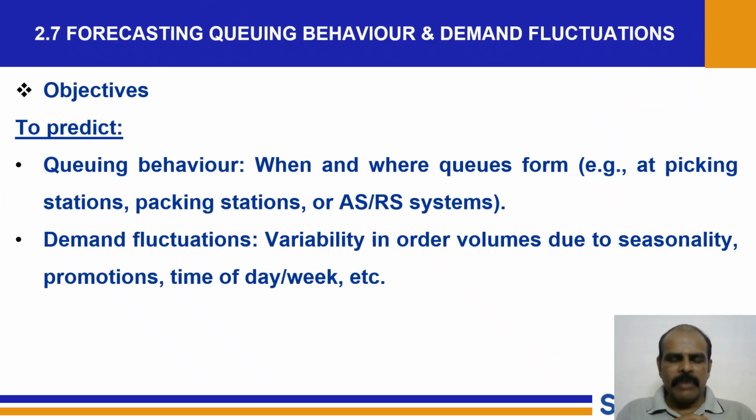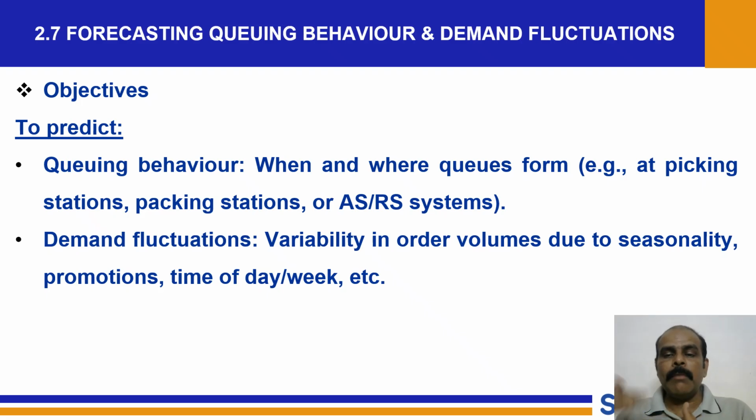Now, before we get into the process, we should know what all the objectives are. The first objective is we should predict the queuing behavior: when and where queues form at picking stations, packing stations, or ASRS systems. What will the queue behavior be? The moment you open up the system in the morning and you see a pile of orders, under what circumstances are you going to accommodate these orders?